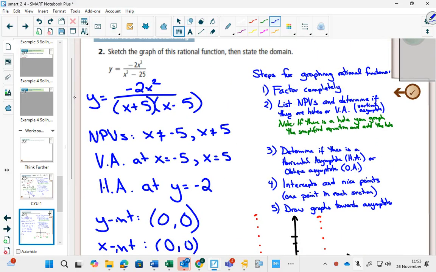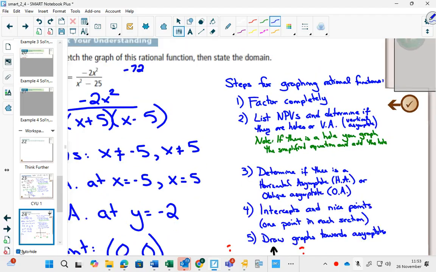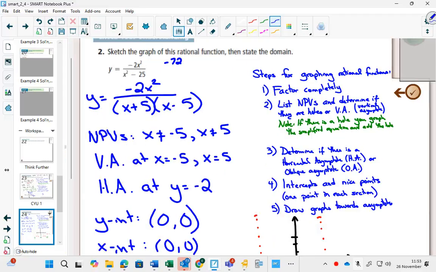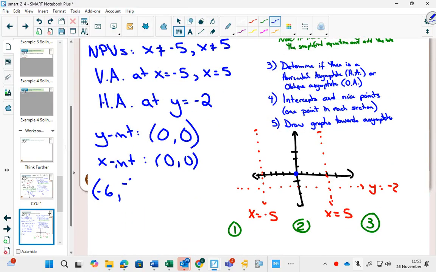If I go to my original equation, negative 6 squared is 36, times the negative 2 will give me negative 72 on the top. Wow, what did I just do? Okay. Whoa. That was scary. If I plug in a negative 6 on the bottom, I will get 36 minus 25. I will get 11. This doesn't seem like a very nice point, but it's nice enough for me. Negative 72 over 11.